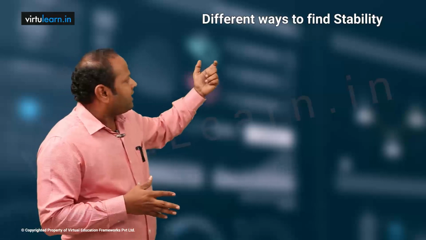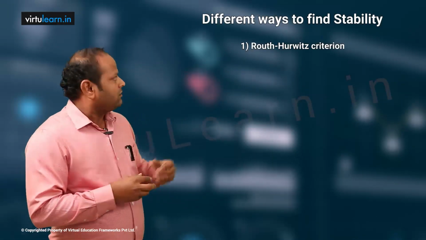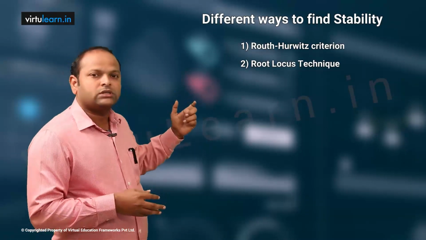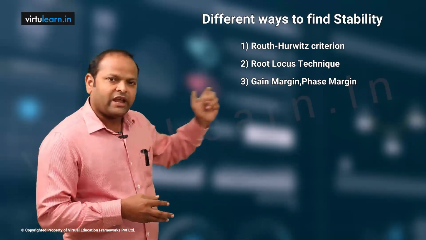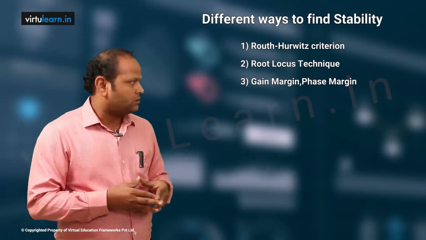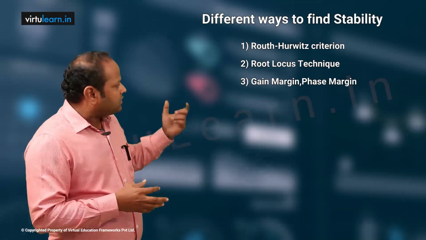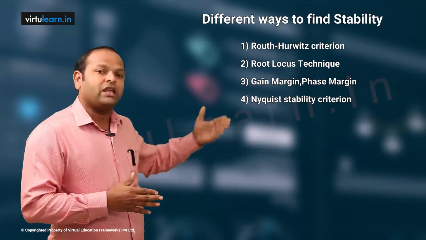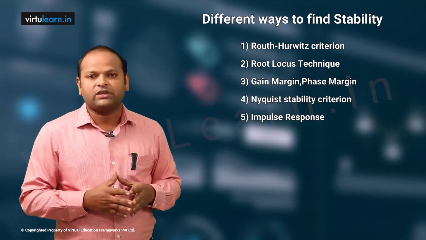We can find the stability using the Routh-Hurwitz criterion. Then we can also use the root locus technique. We can also use the gain margin and phase margin concept, and using gain margin and phase margin, we can draw the frequency response plots like the Bode diagram as well as the polar plot. And also we have the Nyquist stability criterion. Then we have the impulse response.